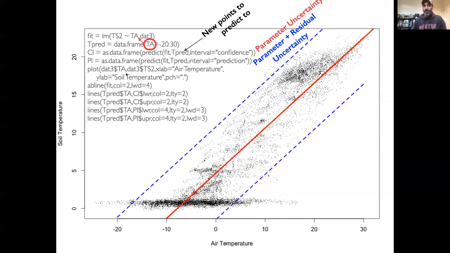Likewise, here's another simple but common error. If I had written lm equals dat$TS2 tilde dat$TA, then this variable name has to be dat$TA, not just TA. Again, that's an argument for passing the data frame by name into an lm, because dat$TA is a really awful variable name. But it has to be an exact character by character match between the variable names. That's a very common error.